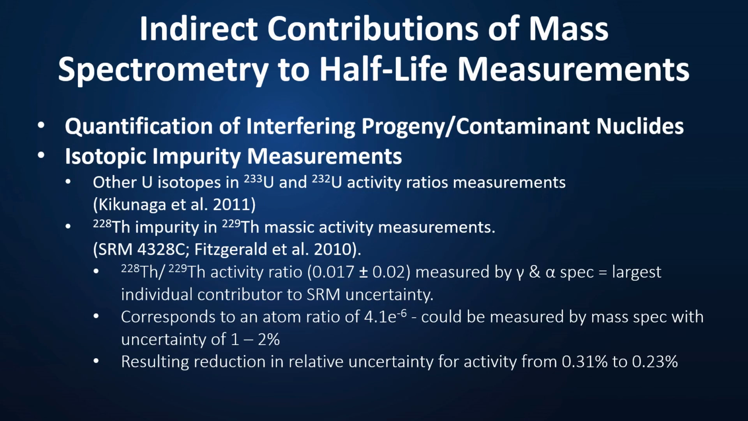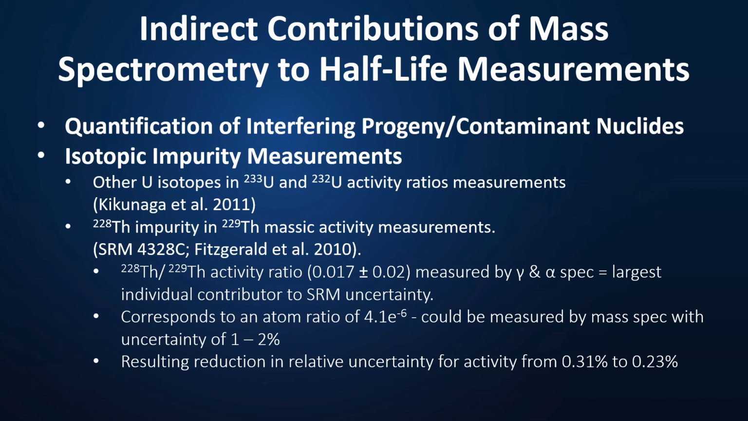There are also indirect ways that mass spectrometry can contribute to the determination of radionuclide half-lives. As previously mentioned, in some cases, mass spectrometry for element amount measurements may be used to improve activity measurements by allowing for higher precision corrections for contaminating radionuclides in activity measurements of a nuclide of interest.